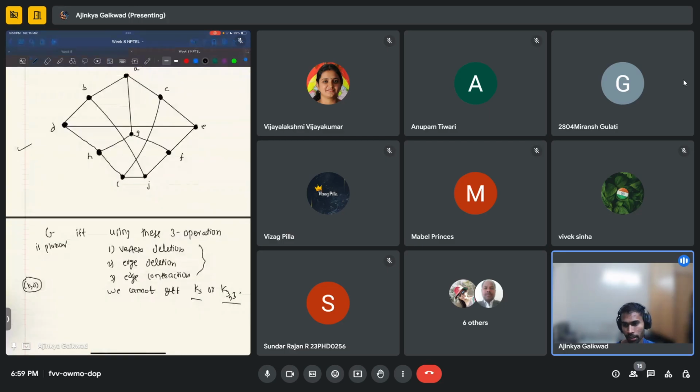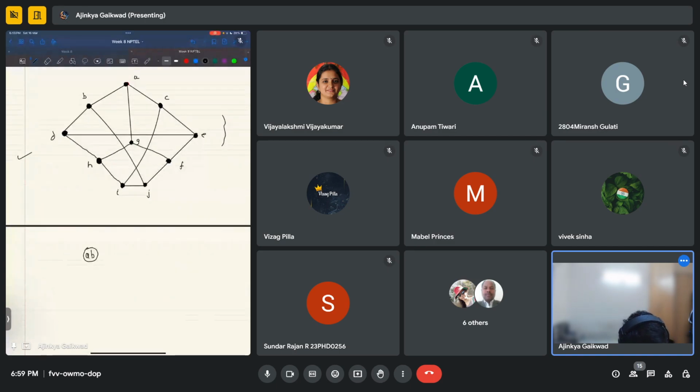Sorry, it is already 7, so I cannot give you time, but let me explain how you can get K3,3. What I'll do is contract edge AB and construct a new node called AB. So you look at this graph, you look at A, B. Wait, let me use these notations that I have already prepared because otherwise it might be confusing. So let me say A, B, C, E, F, G, H, C, J.